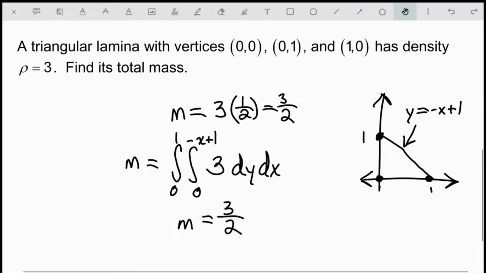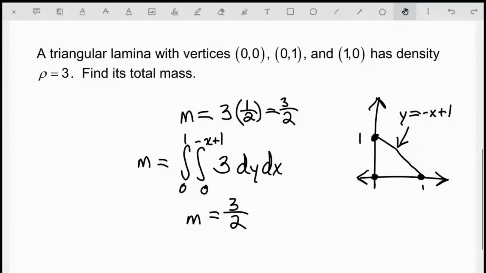Most of the time we're not going to have these really easy setups like that where it's a triangle. We're going to have irregular shapes like we were looking at with our double integrals for the last week or week and a half, and that's how we're going to be calculating mass.